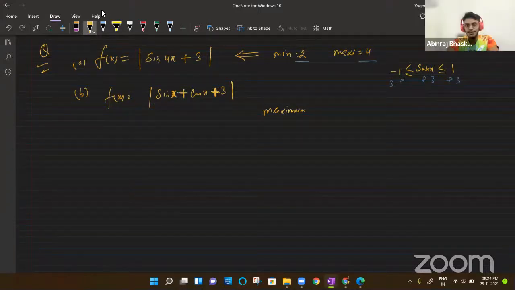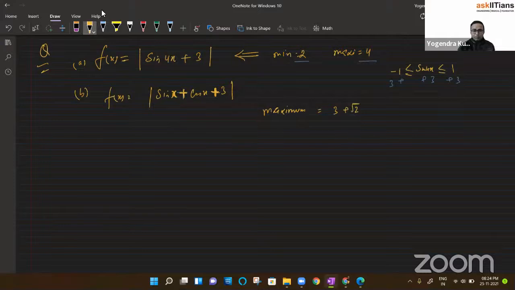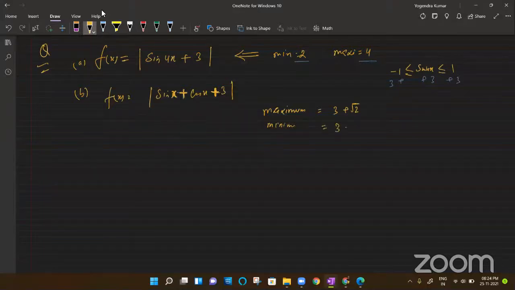Okay, you guys said 4, right? Wrong. Maximum value is 3 plus root 2. Even in 12th grade, we are not realizing it. Okay, now guys, minimum value is what? So 2 and 5, right? Very good. Smart boy.